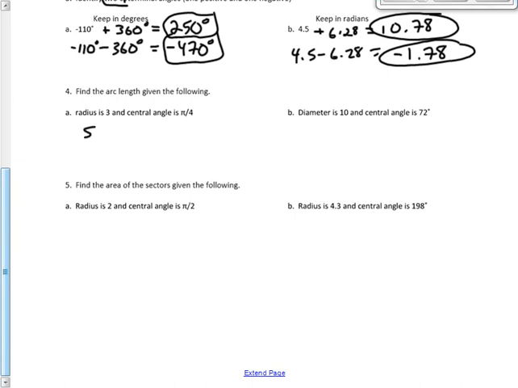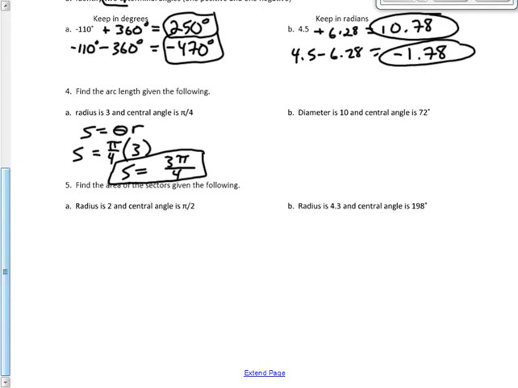Find the arc length. So we had a formula where arc length equals theta, the angle, times the radius. Okay, so I've got the radius is 3, central angle, which is pi over 4. And so my arc length is 3 pi over 4. I don't have to turn it into a decimal if it already has the pi in it, and that's okay.